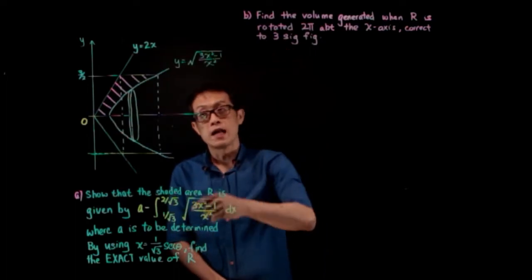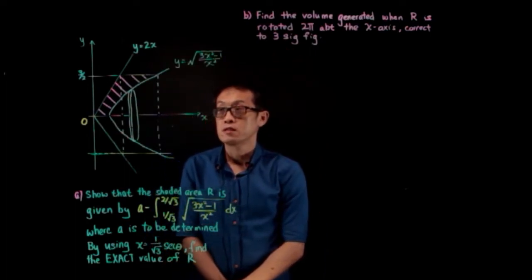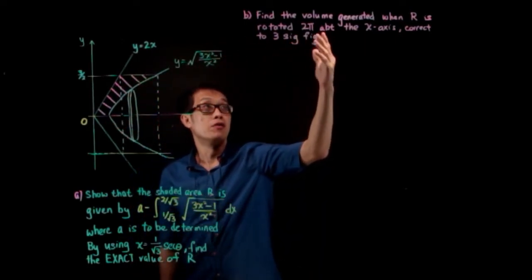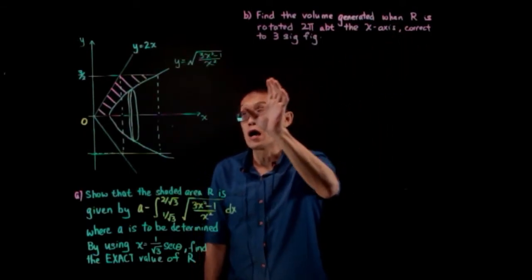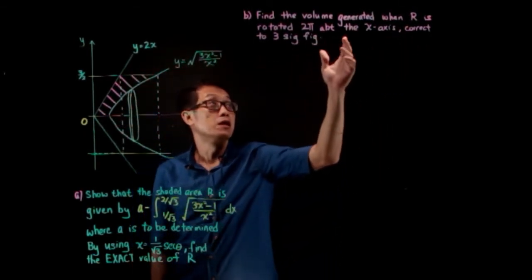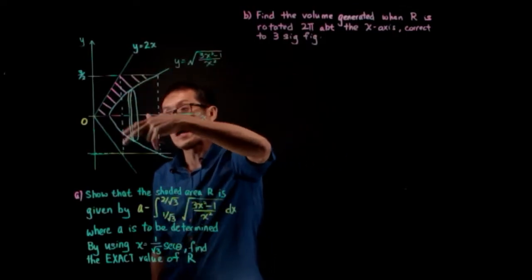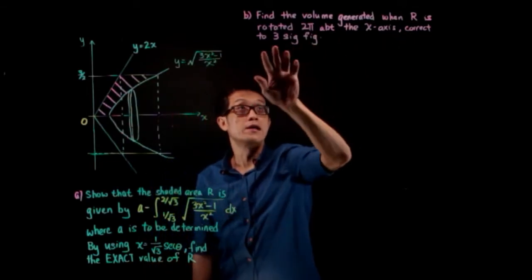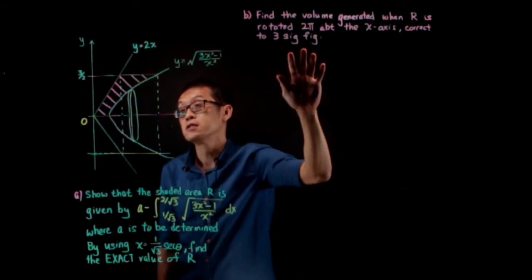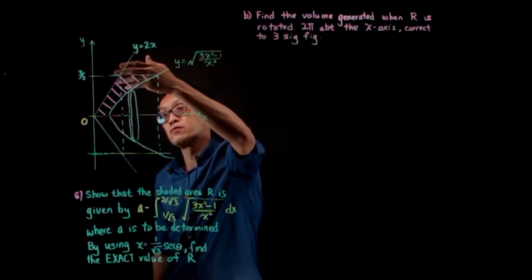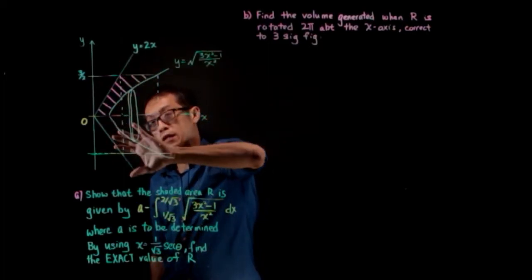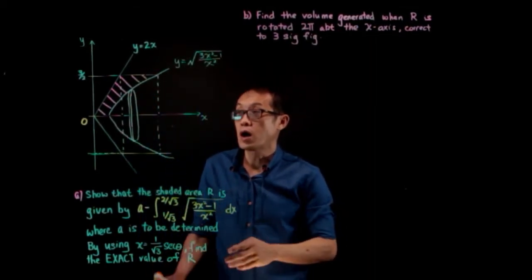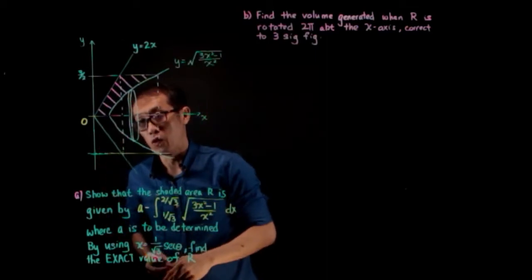We have come to the last part of the question. Now in this part, we are asked to find the volume generated when R is the shaded area over here, when it is rotated 2 pi about the x-axis, and you are asked to correct it to 3 significant figures. Now this region R is rotated 2 pi about the x-axis. So how are we going to find this volume?